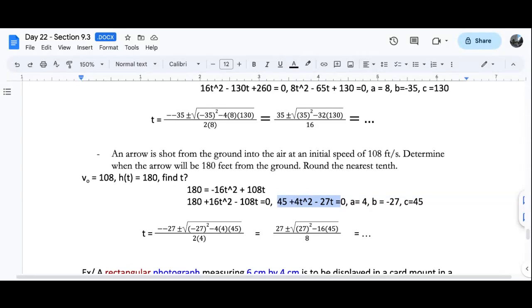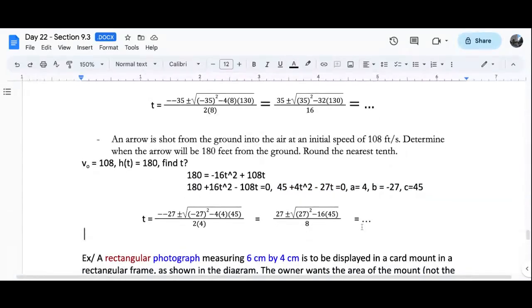And we'll figure out a, b, c. a is the number before t squared, the square term, which is 4. b is the number before the variable t, so negative 27. And c is the constant, the number by itself, 45. Then we just plug into the quadratic formula. Then we calculate, using a calculator to find those. In the end, we just leave 1 decimal place, rounded to the nearest tenth.